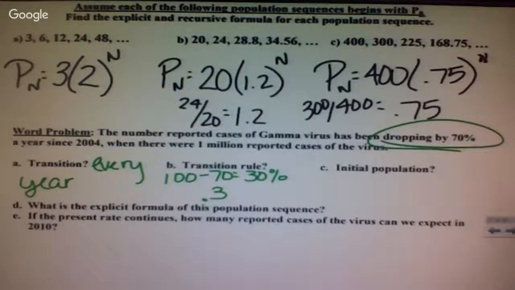You can leave the 0 on or take the 0 off. It does not affect it. After the decimal, any zeros to the right do not affect it as long as there are no numbers after them. What's my initial population? A million. 1 million. How many zeros is that? 6.